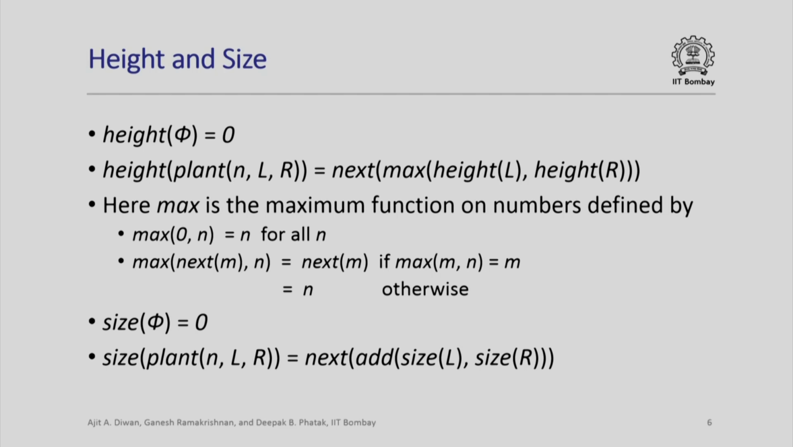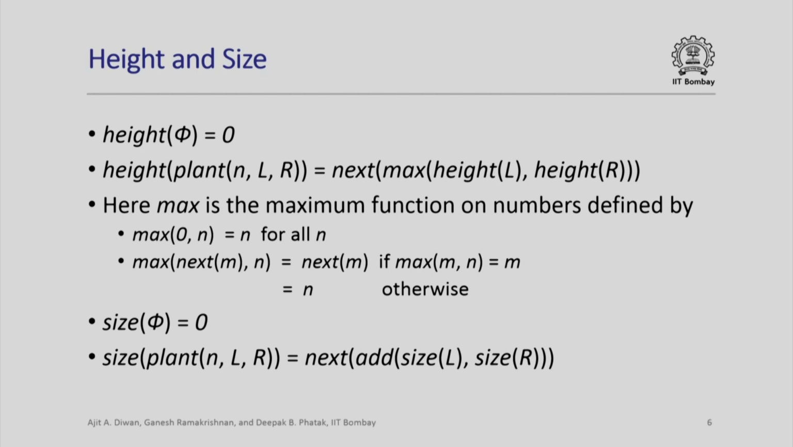So, here max is the maximum function on numbers, which we can define in our standard way. Max of 0 comma n is always n for all n, and max of next m comma n is next of m if max of m n is equal to m, otherwise it is equal to n.